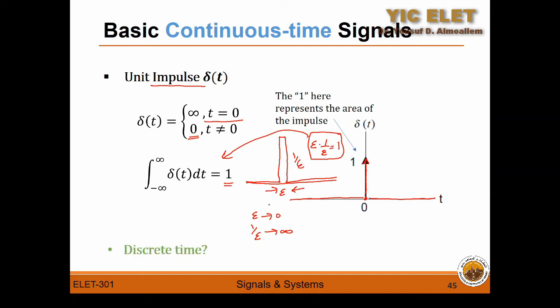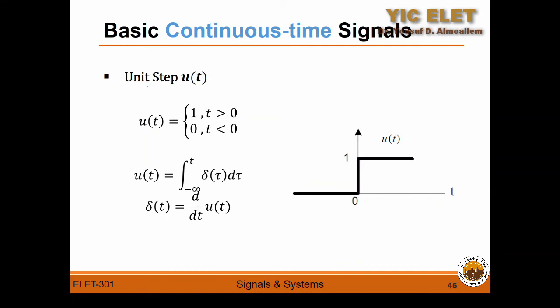In discrete time, it is much easier to explain than continuous time. The t-axis will be the n-axis, and at the point 0, it will be equal to 1. That's it. And elsewhere, it will be equal to 0. So it is very simple compared to all other examples. It will be 0 everywhere, except at the point 0, where it will be equal to 1.